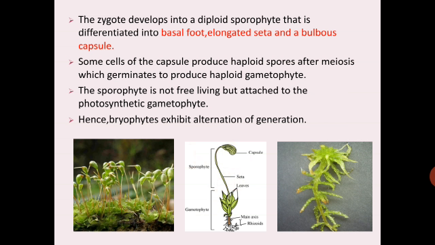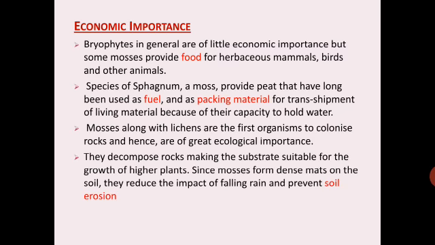Please remember, the characters may be asked in the exam for 5 marks. So this is Funaria, this is Sphagnum. Examples for bryophytes are Marchantia, Funaria, Sphagnum, and Riccia. So these are the examples of the bryophytes, and those were the general characters.